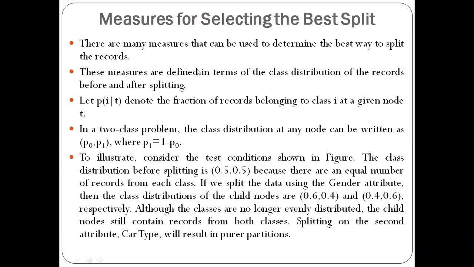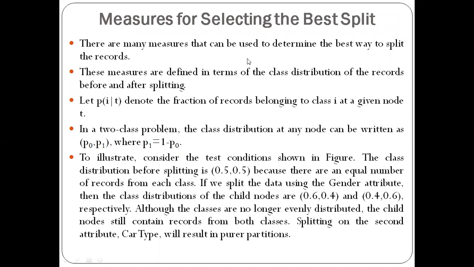One more thing that we need to consider in the first issue is, once we decide on the test condition, how we can say that it is a good test condition or not. Whether it is a correct test attribute or condition to divide the records or not. So we need some measures to measure the goodness of these test conditions. That we will be studying in today's class, that is, measures for selecting the best split.